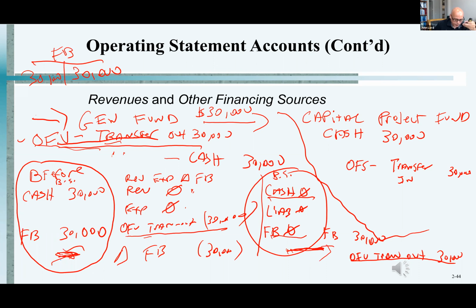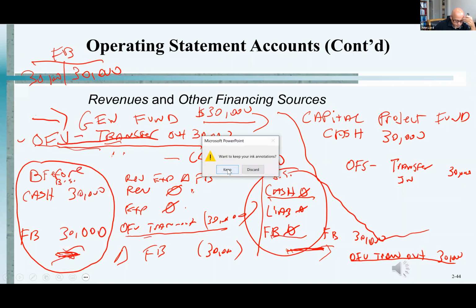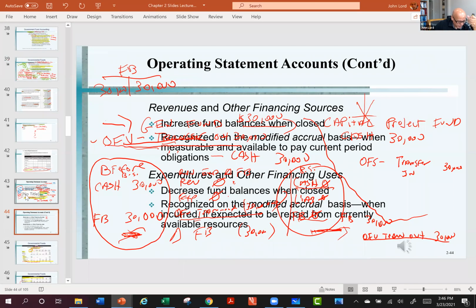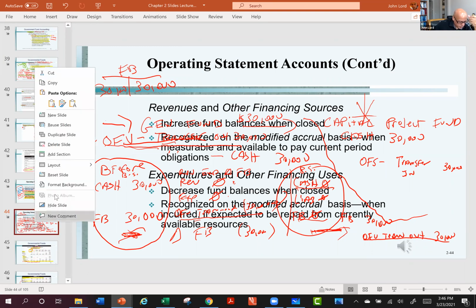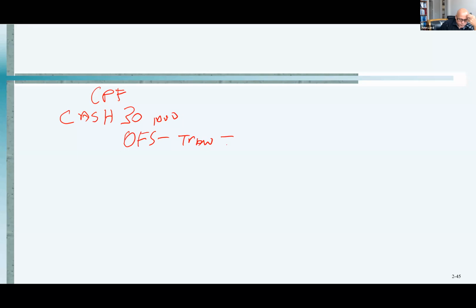Now, in the capital project fund, I've got to have these amounts come in. So let's just see what we can do in the capital project fund. In the capital project fund now, of course, the money's coming in. So they'll debit cash for 30,000 and credit other financing sources, transfer in, for 30,000. Now, before we make that entry, we'll do the before and after shot.